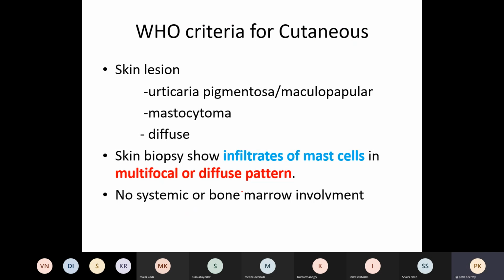Now see, if you want to give a diagnosis as cutaneous or systemic, whatever, there should be equality, right? Because sometimes I may feel this is this, you might feel this is that. So to avoid this confusion and inter-observer variability, especially in pathology, we always follow criteria.